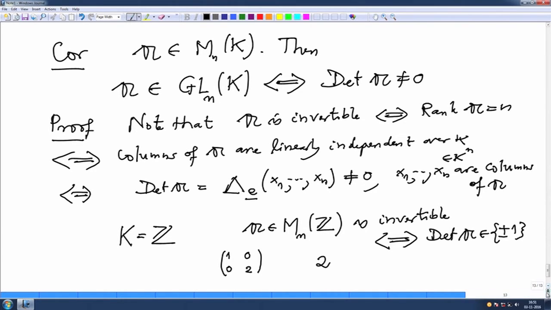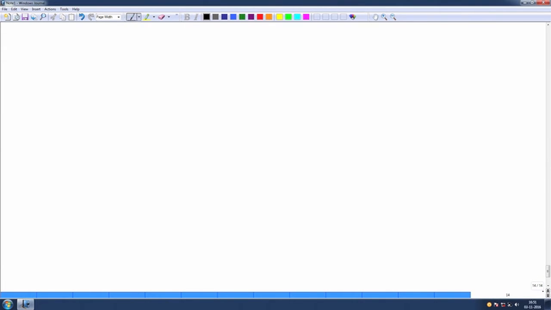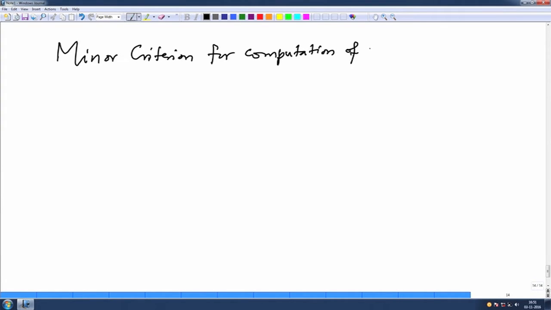So, now the last observation here: even the rank we can compute by using determinants. That is known as the minor criterion for computation of rank of matrices.